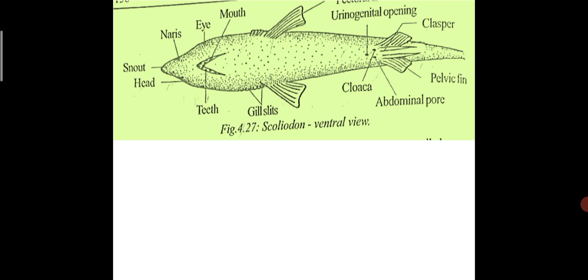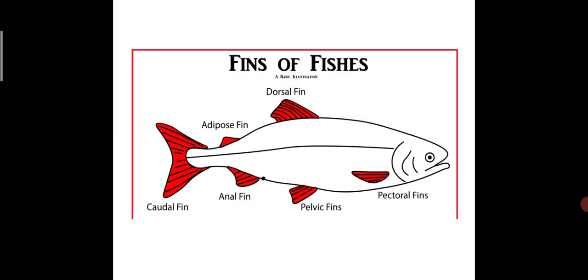So these are the ventral view of the Scoliodon. The snout and head, of course, are seen on the dorsal side. Eyes and mouth are all seen on the dorsal side, but the teeth are seen below, and gill slits and abdominal pores are there. These are all seen on the ventral side. Of course, the urinogenital opening and the claspers are also seen in the ventral portion of the Scoliodon.